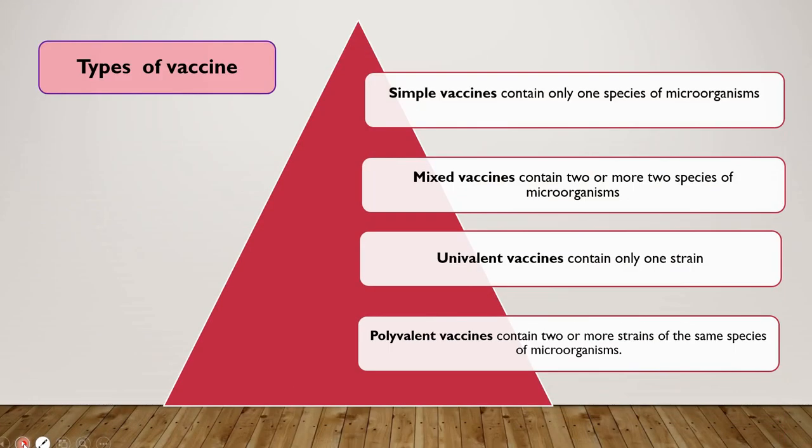Our next topic is types of vaccines. Vaccines are of many types, but here we discuss mainly four types of vaccine. Simple vaccines contain only one species of microorganism. Mixed vaccines contain two or more species of microorganism. Mixed vaccine is basically given to children who have a fear of injection. Univalent contains only one strain, and polyvalent contains two or more strains of the same species of microorganisms.